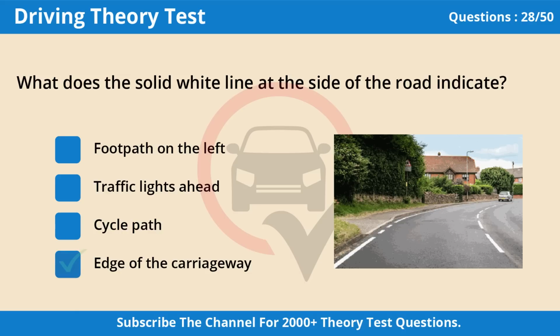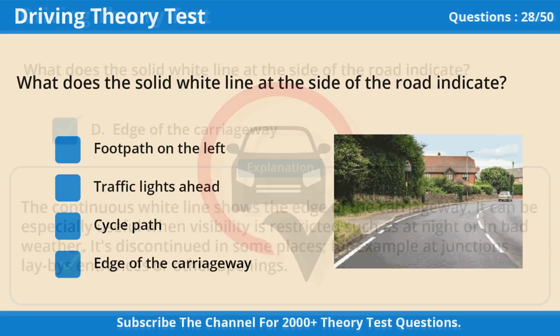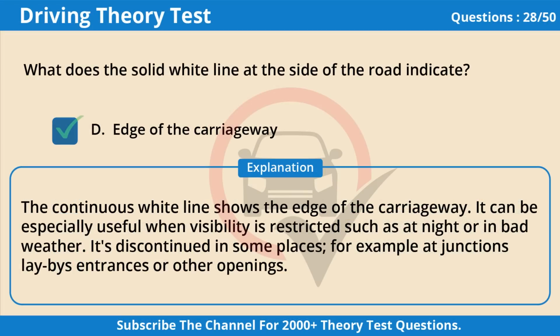D. Edge of the carriageway. The continuous white line shows the edge of the carriageway. It can be especially useful when visibility is restricted, such as at night or in bad weather. It's discontinued in some places, for example at junctions, lay-bys entrances or other openings.